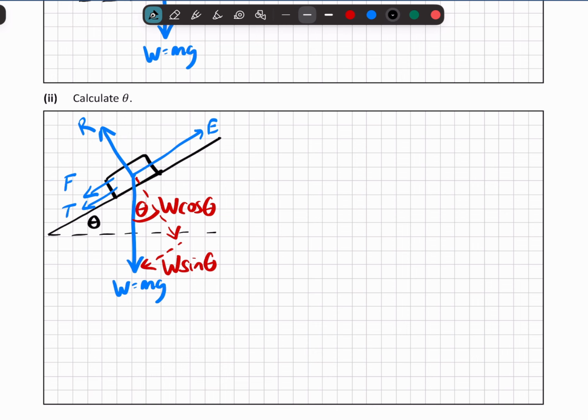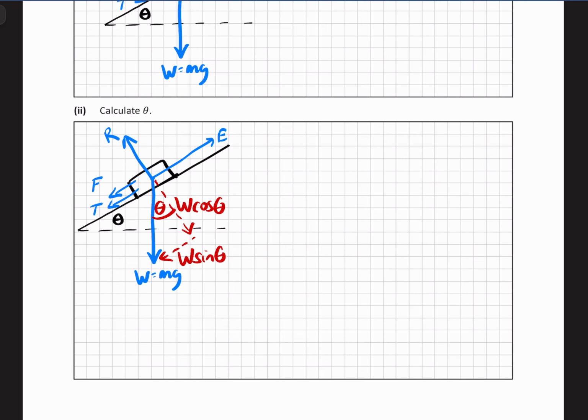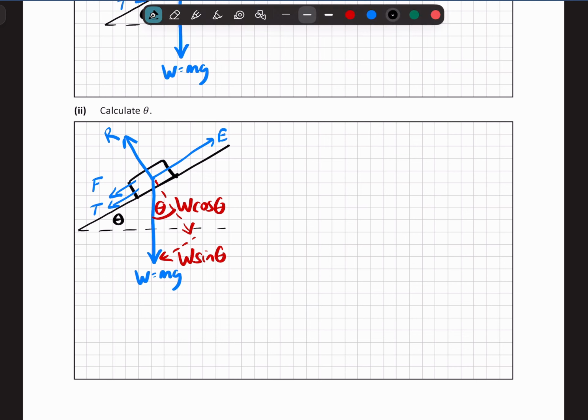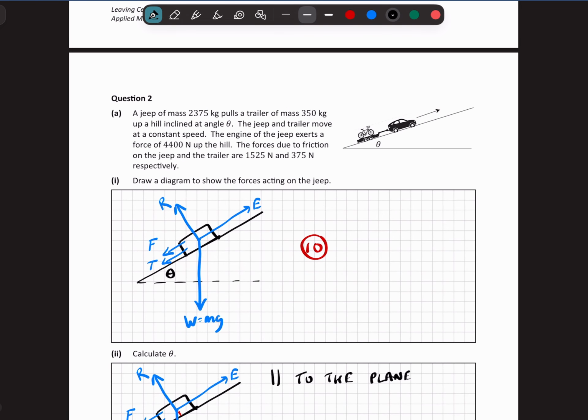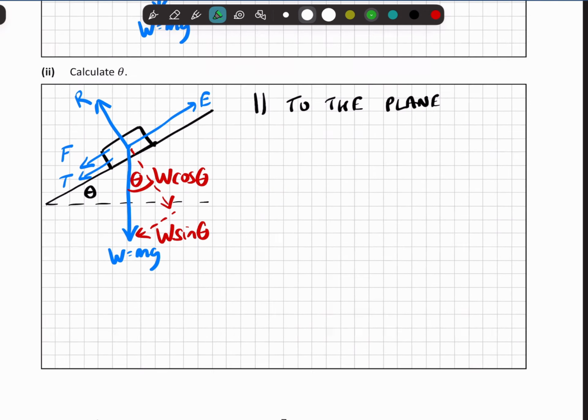Now, we're looking for theta. So always in the question, we're either going to have to resolve it parallel to the plane or perpendicular to the plane. You can kind of start with either and see what happens. I'm going to start with the parallel to the plane, just from experience. Now, a reminder, in the question, they said that they were moving at a constant speed. So there is no net force here, or the net force is 0.